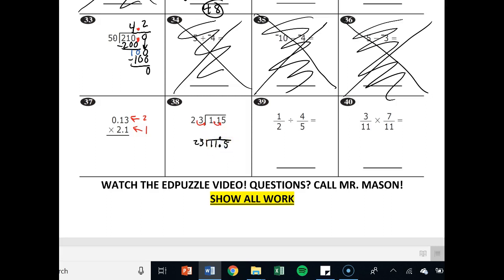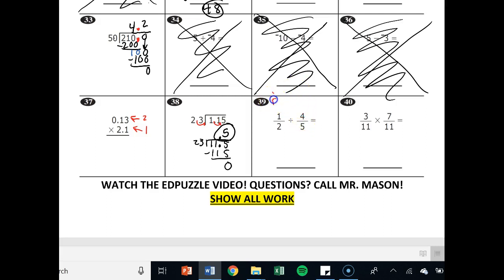Put your finger on 23 and go across on your multiplication chart. You get to a number that's close to 115 or exactly 115, and guess what? It's exactly 5 times, right? So 23 didn't go into 1, didn't go into 11, but it did go into 115 5 times, and guess what? That's exactly 115, so we know we're done. 0.5 is your answer.